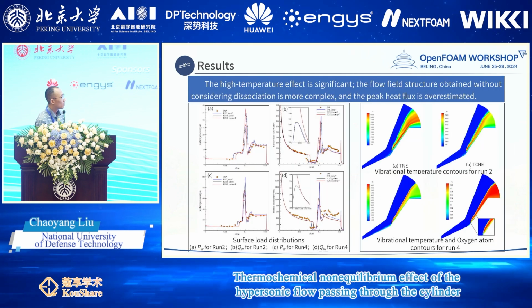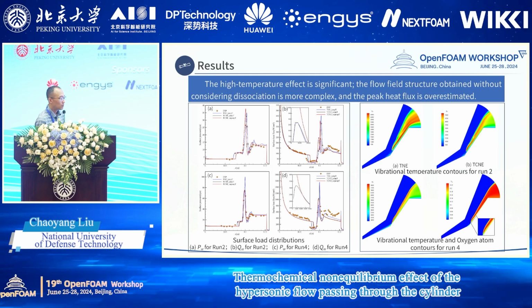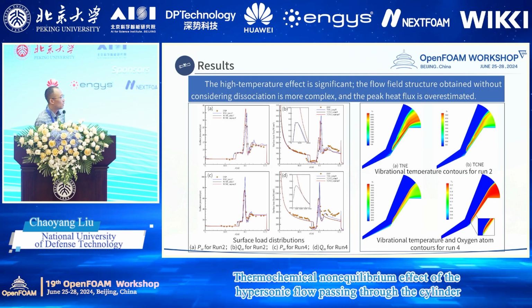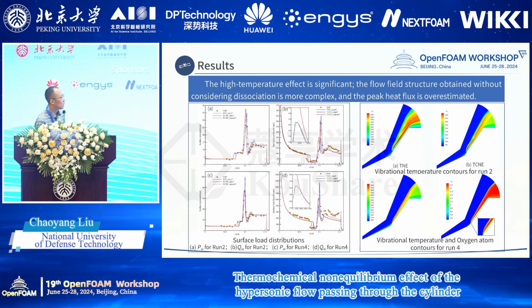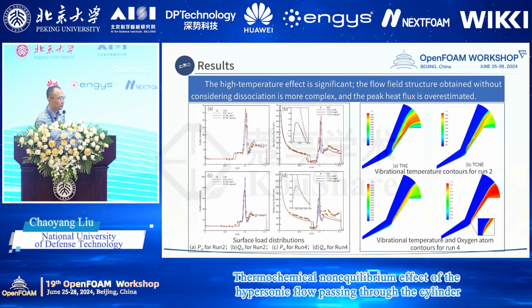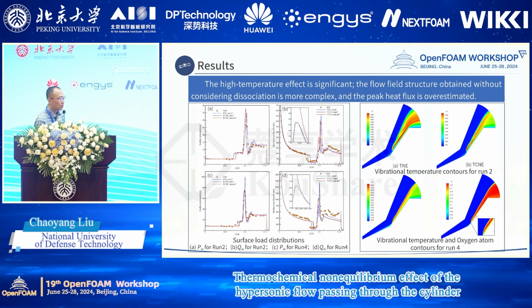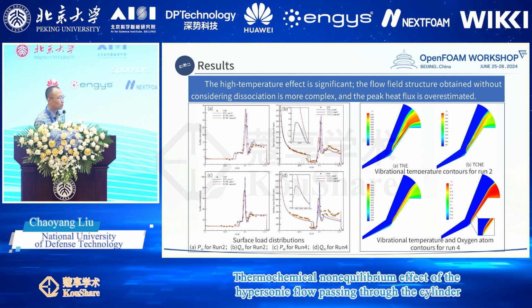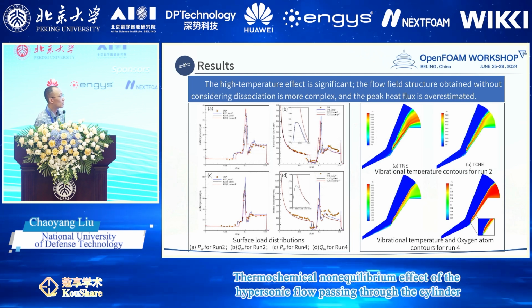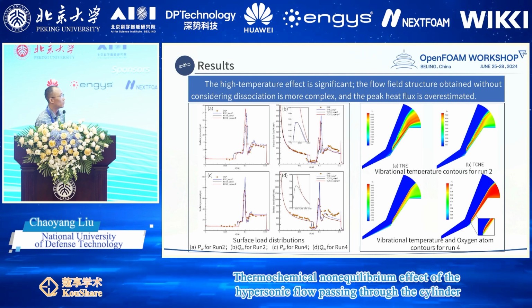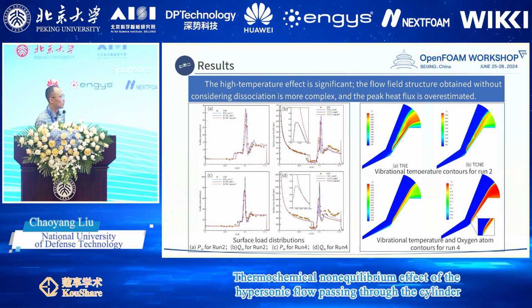The left figure gives the surface load distributions in comparison with the experimental data and numerical results. The right side displays the vibration temperature and the oxygen distributions for different cases. The high temperature effect is significant, and the flow field structure obtained without considering dissociation is more complex, and the peak heat flux is overestimated.